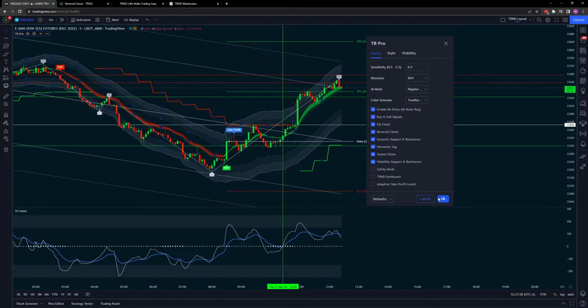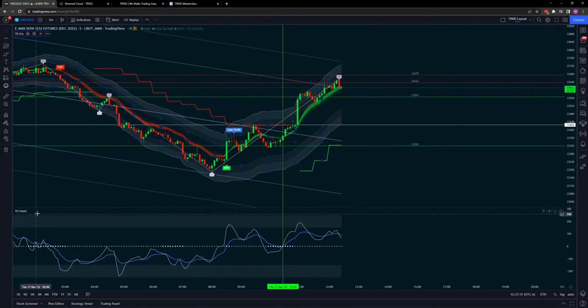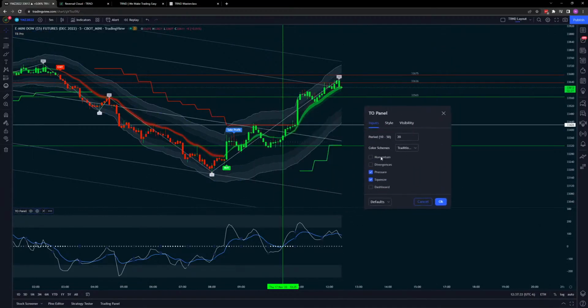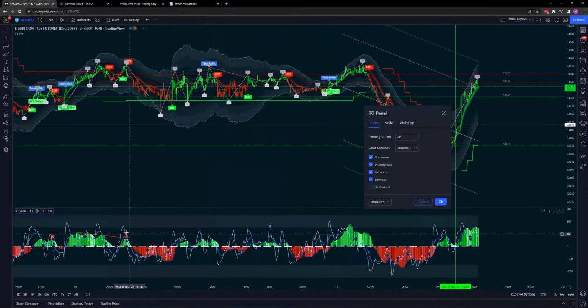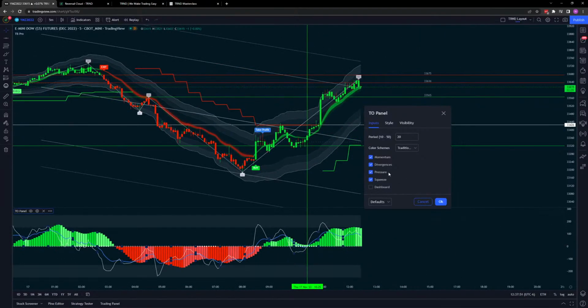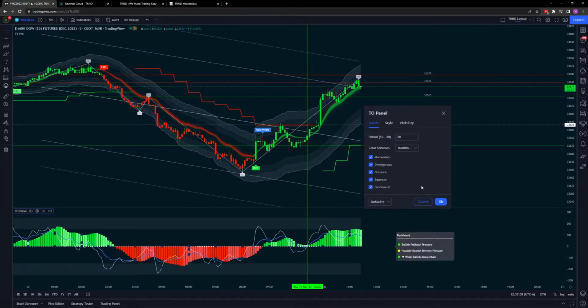And then we have our TO panel. Our TO panel is gonna give you five indicators. And that's going to be momentum, divergence, pressure, and squeeze. So momentum is just like the EQ cloud. It's going to show you the overall momentum. Divergences is going to help you identify potential pullbacks based upon divergences, which can be identified by a red R or a red H for bearish, or a green R or a green H for bullish. We have our pressure lines and our squeeze indicator. Pressure just shows you the overall buying and selling pressure in real time. And then we have our squeeze indicator that shows you real-time squeeze action, so if we're consolidating, ranging. And then we have our dashboard.